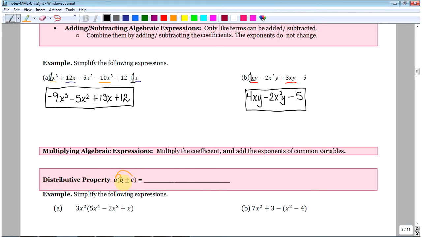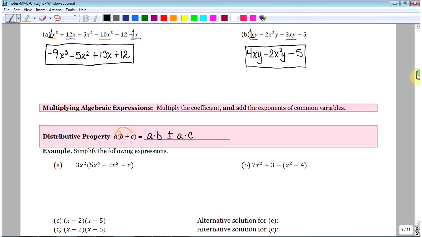So A times a quantity B, and it doesn't matter if you have a plus or a minus, C is going to equal A times B, and then you preserve whatever sign you had, and then you also will have that number on the outside, A times C. Distributive property is very important, so you want to keep this in mind.